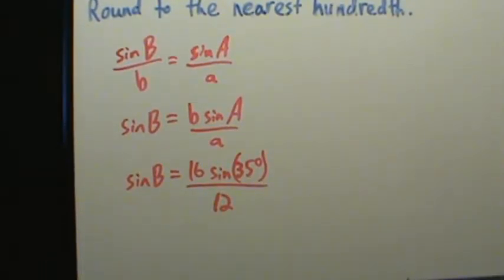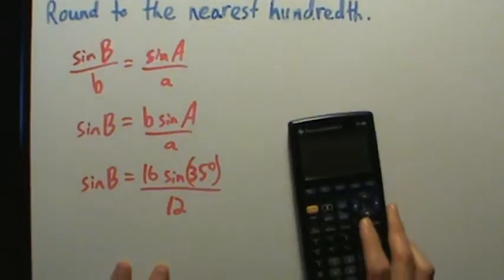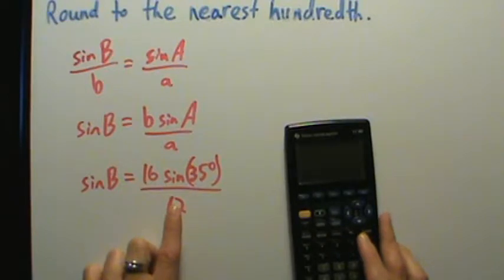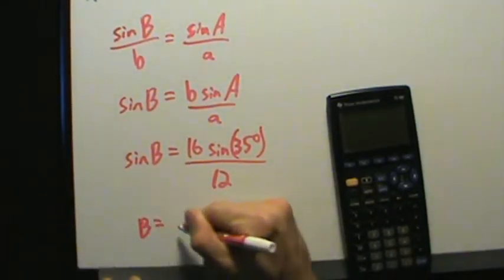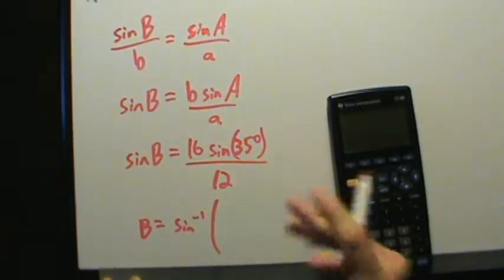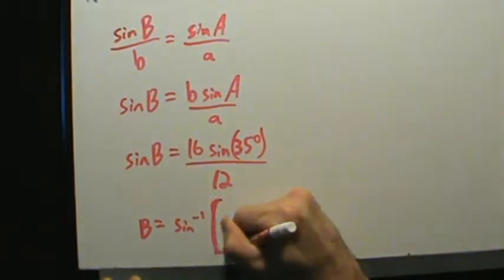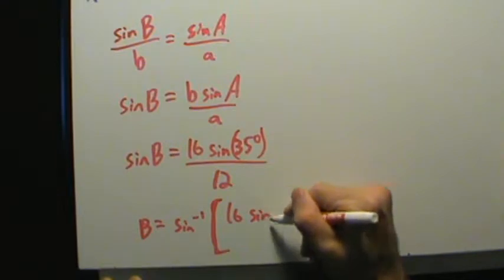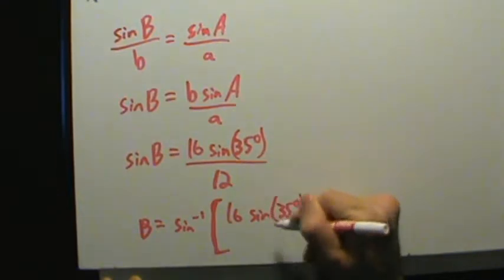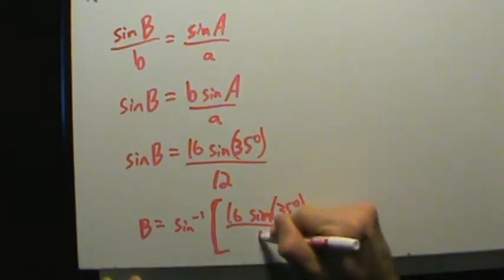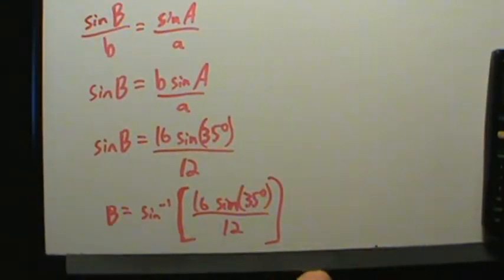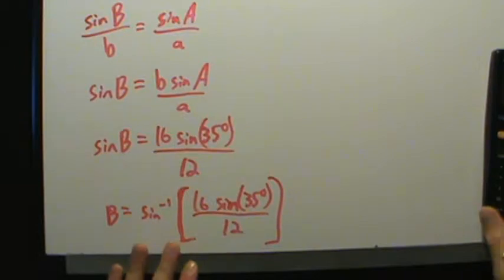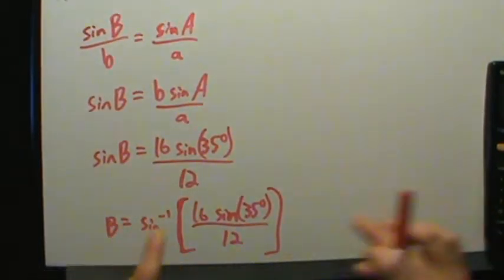Now, just like in example 3, we want to make sure that this is actually a valid value, because eventually we're going to have to say B is the inverse sine of 16 sine 35 degrees all over 12. That's one of the things that we have to do. There's actually something else also, but we'll talk about that later. For now, we have to make sure that we can actually do this.